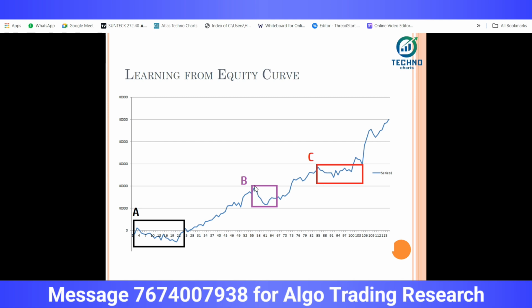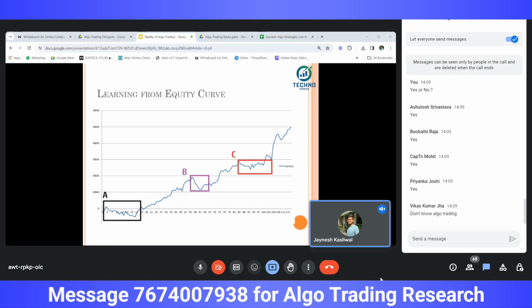Point B is known as financial drawdown, where it will give you a series of losses and it will recover. Point C, I would call it a time drawdown. Now what do you mean by time?